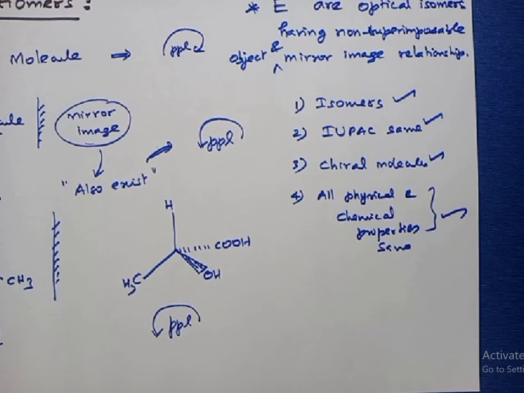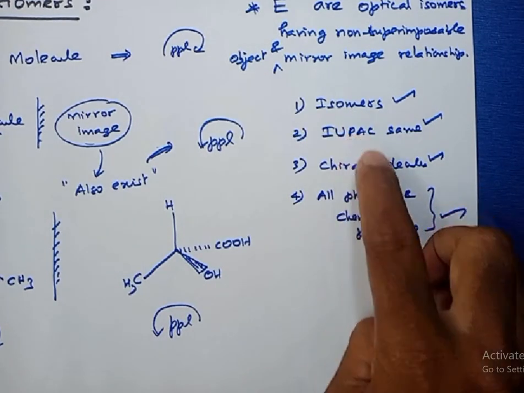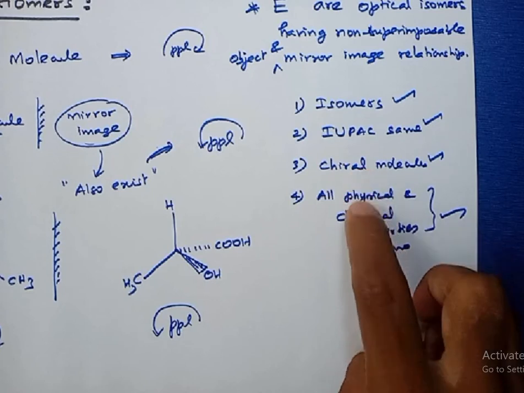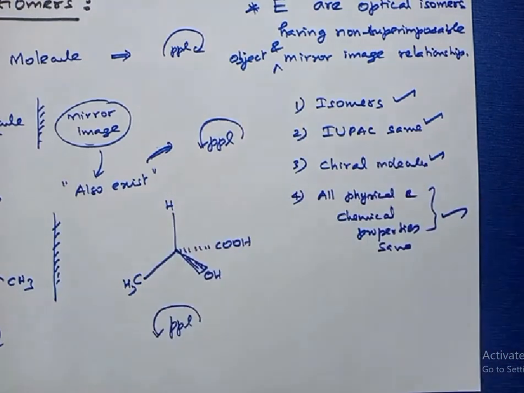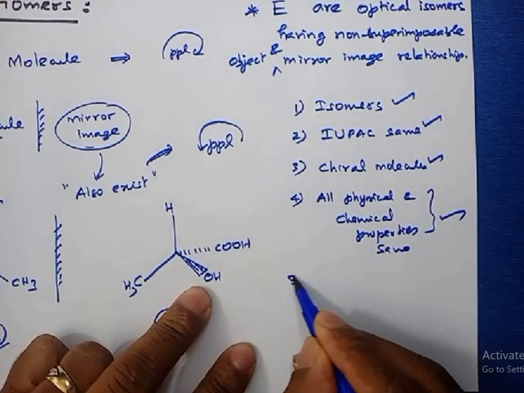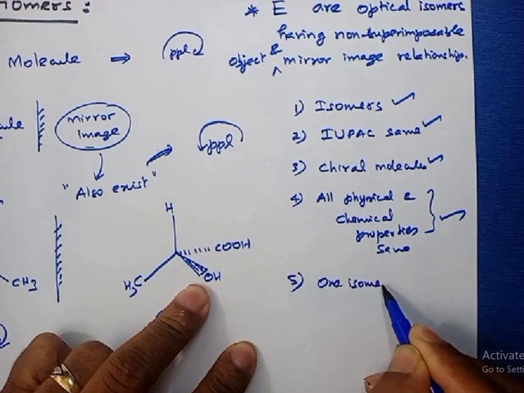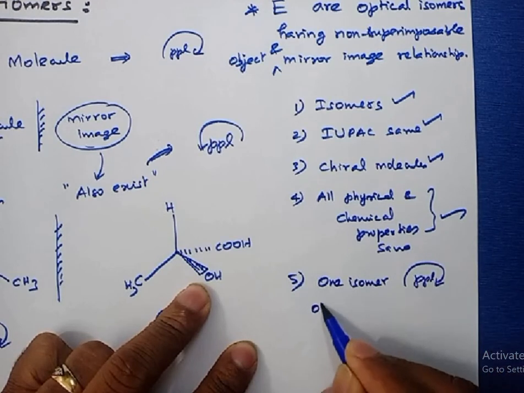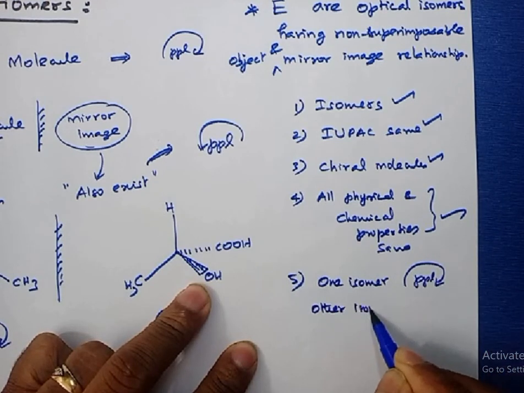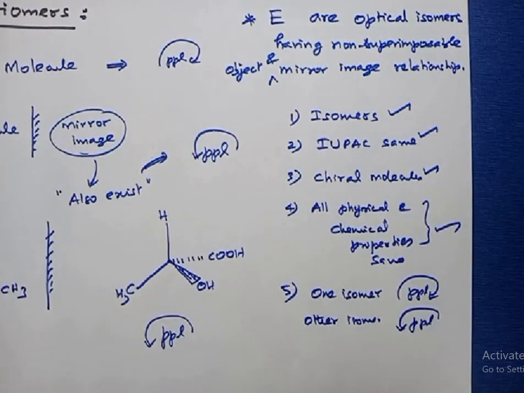But the two chiral molecules are supposed to be isomers. They should have the same IUPAC name. Then all physical and chemical properties should be the same. What is the difference? The only difference is this: one isomer rotates the plane polarized light clockwise, the other isomer rotates the plane polarized light anti-clockwise with the same extent of rotation.